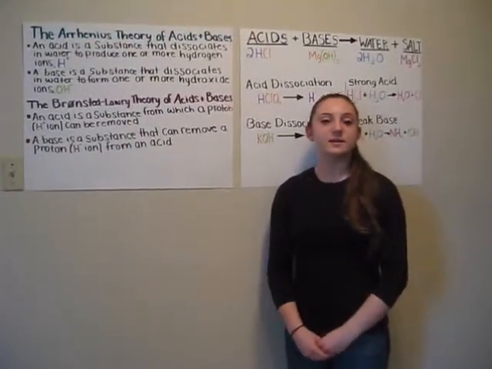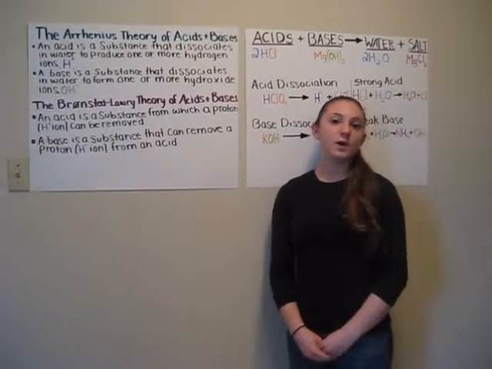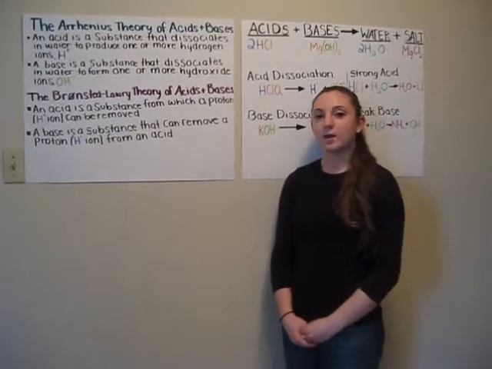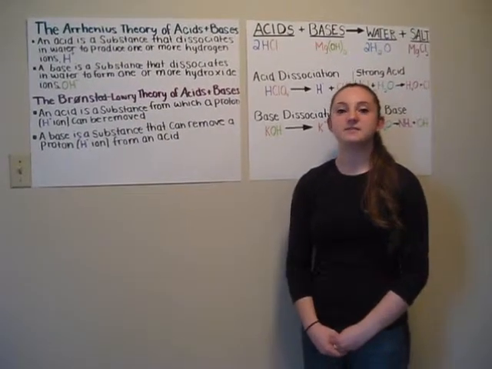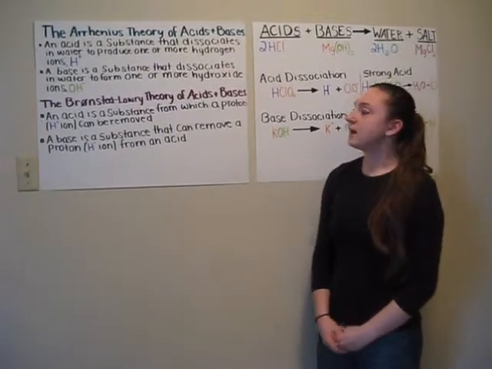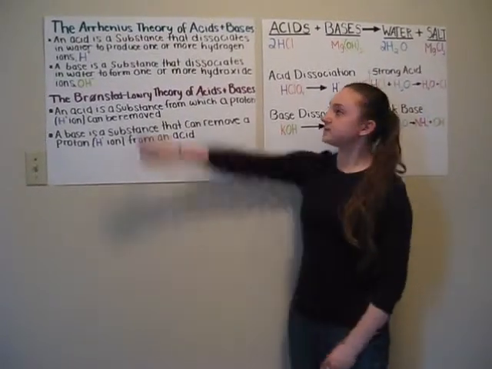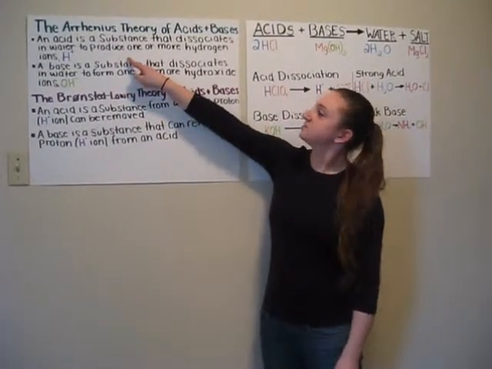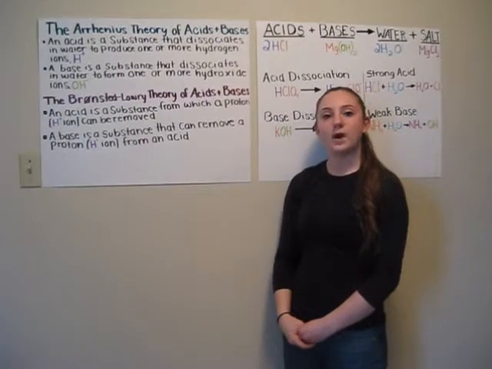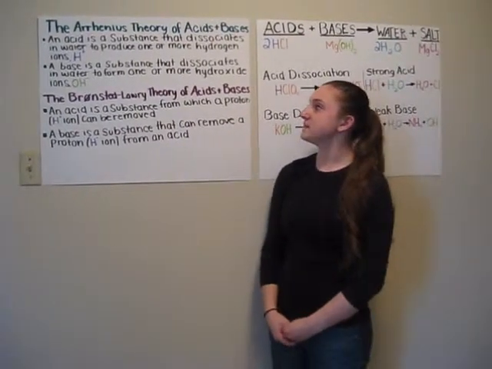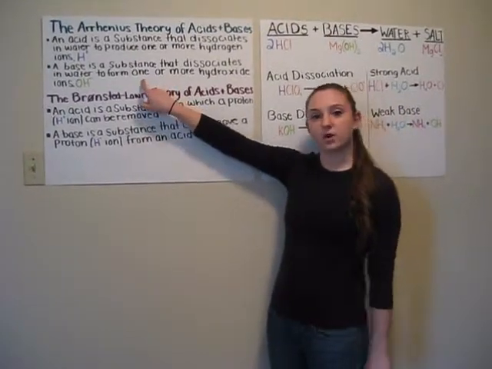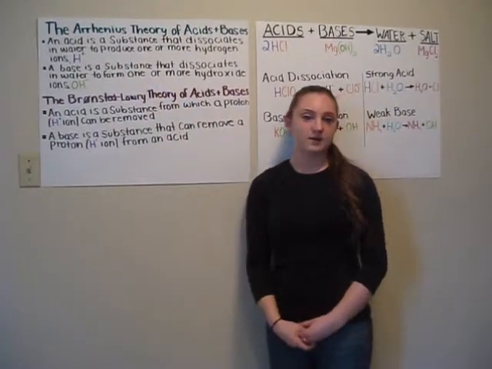So what exactly is an acid and a base? Well, there are a couple theories about what they are. The first was developed in 1887 by a man named Sven Arrhenius. Now, this theory stated that an acid is a substance that dissociates in water to produce one or more hydrogen ions. A base, it says, is a substance that dissociates in water to form one or more hydroxide ions.